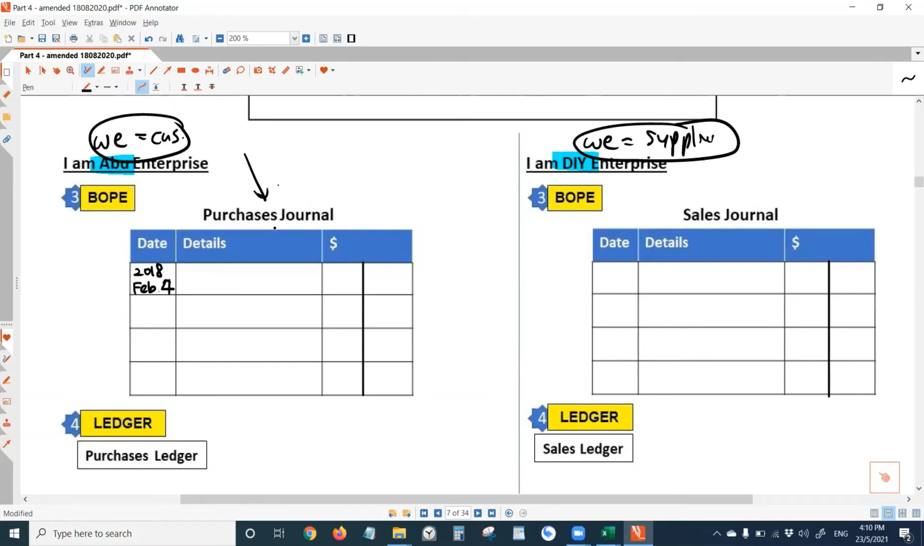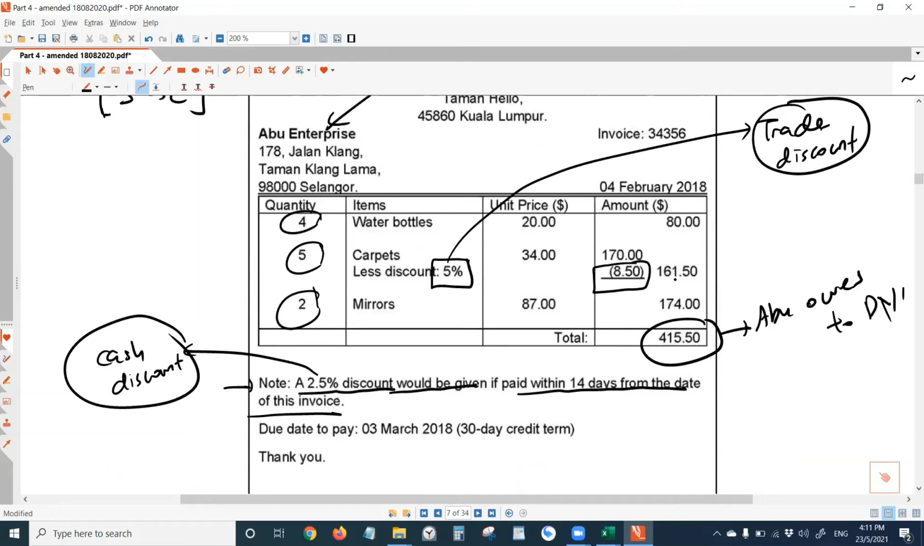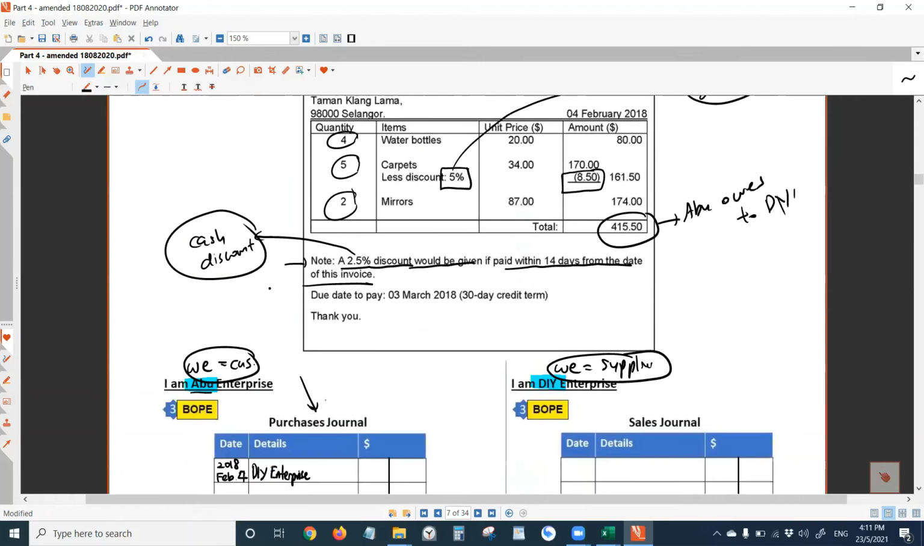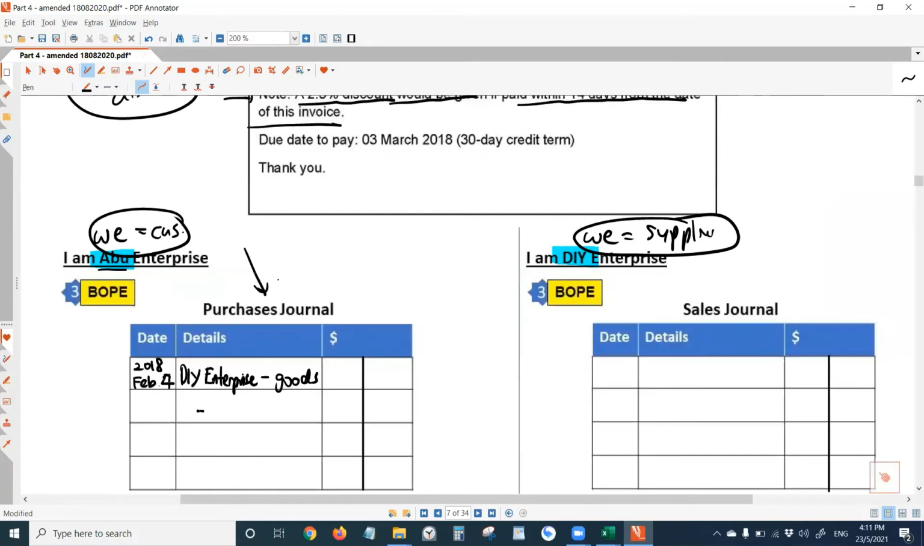Details, you write what? Write the name of our supplier. We are Abu, right? We are customer. Here in details, you write the name of the supplier, which is DIY Enterprise. Write along with me. Is there trade discount according to the document? Yes, the 5%. Draw a dash, write goods. Next line, draw a dash, write trade discount.